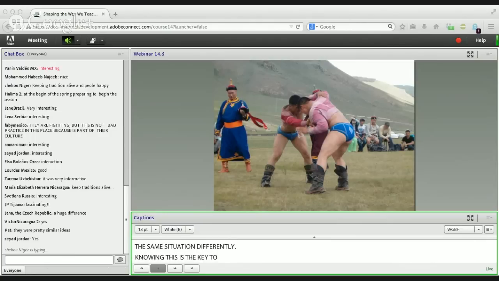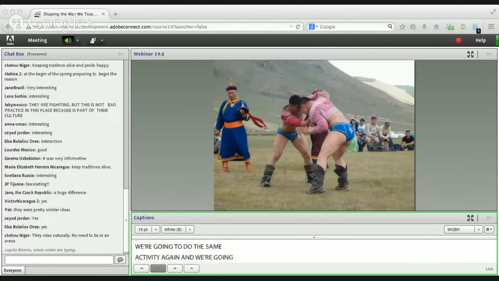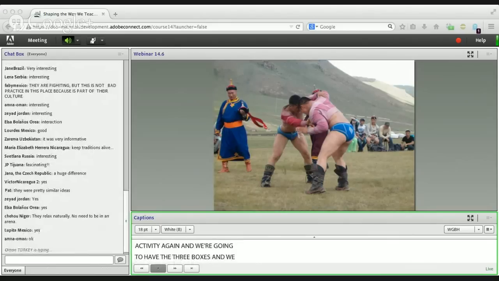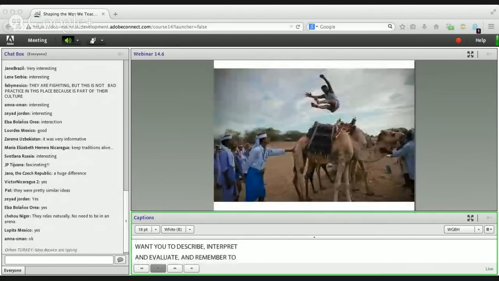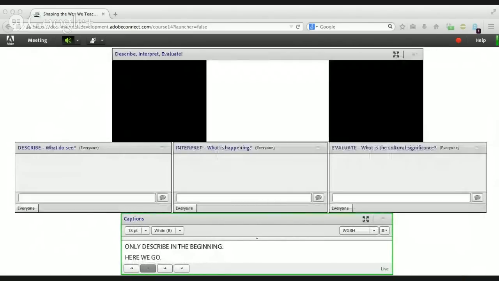Thank you. So we have another photo for you, another sport. We're going to do the same activity again, and we're going to have the 3 boxes, and we want you to describe, interpret, and evaluate. And remember to only describe in the beginning. Here we go. All right. Okay. So only put your answer now in the first box. What do you see?